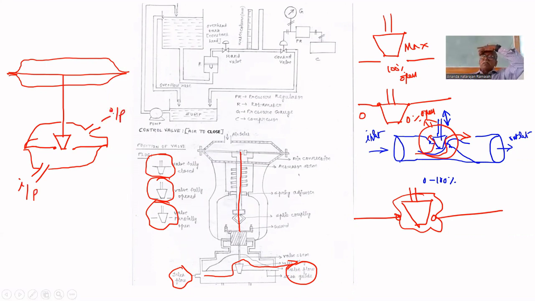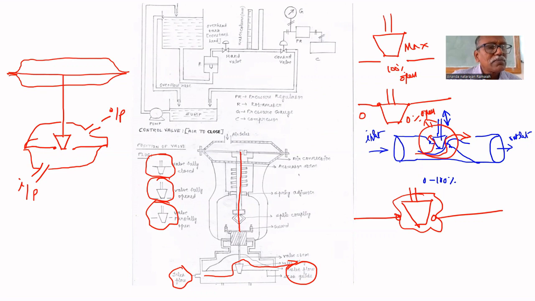Always the input is from the bottom. It should go against gravity, so that it does not flow because of gravity. That's why that arrangement. Because of pressure, it has to flow against gravity. Okay, the input will be at the bottom, and the output will be at the top.